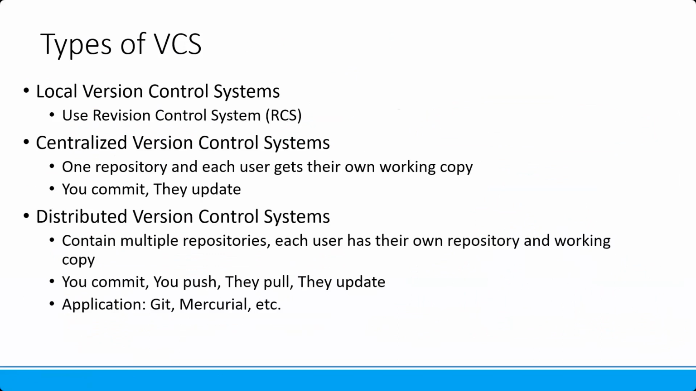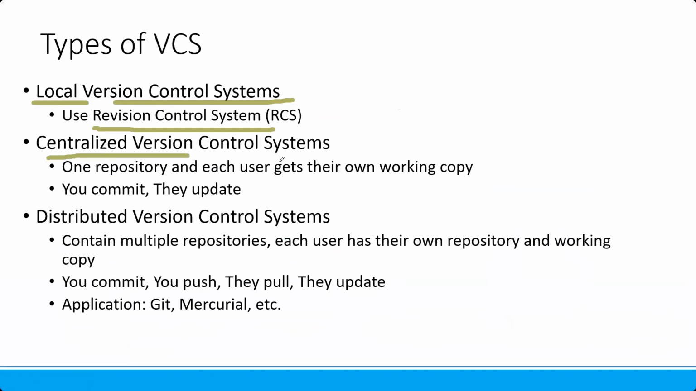So there are several types of VCS. You can use a local version control system. In the local version control system, we just use a revision control system. Local means, if you type in Microsoft Word and revise your document, Microsoft Word will keep the record. So it is local, just for you.